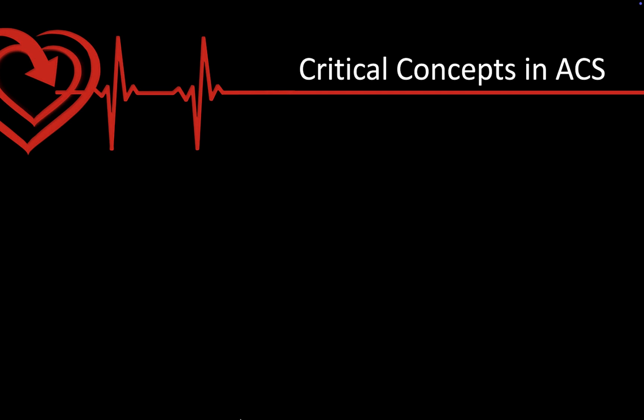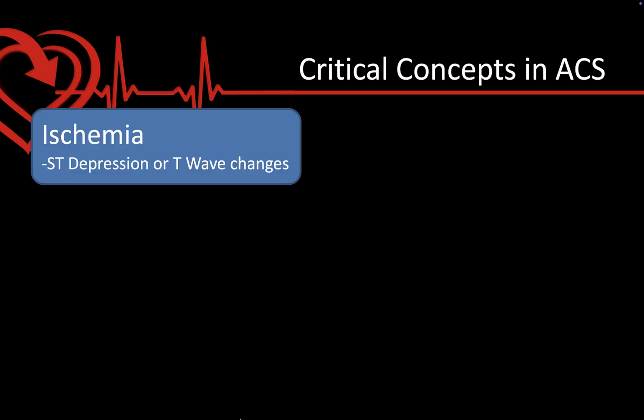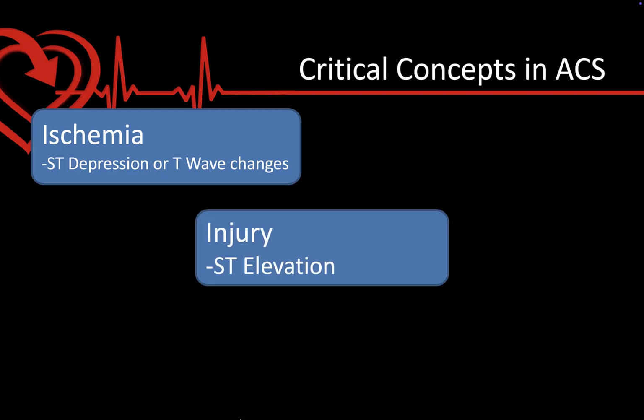A few critical concepts in acute coronary syndromes to keep in mind as we're working through this: ischemia is a warning sign. Ischemia can show up in a variety of ways on our 12 lead, often ST depression or a variety of T wave changes that I'll talk about. And if it's untreated, if it continues, it progresses on to injury. And this is where ST elevation identification comes in.